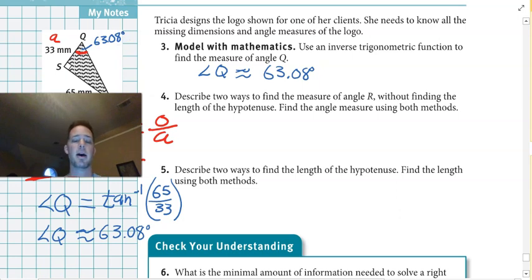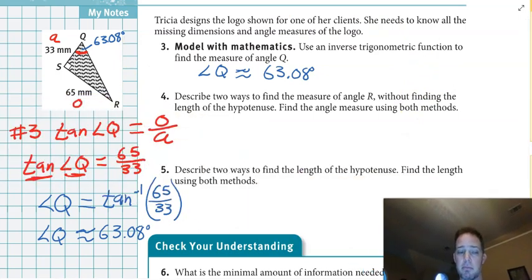Okay. Now it says describe two ways to find the measure of angle R without finding the length of the hypotenuse. Find the angle measure using both methods. So basically, we're going to check and see which of these is more accurate, or if they give us the same answer, or what are these two ways. So at this point, I've solved for angle Q.